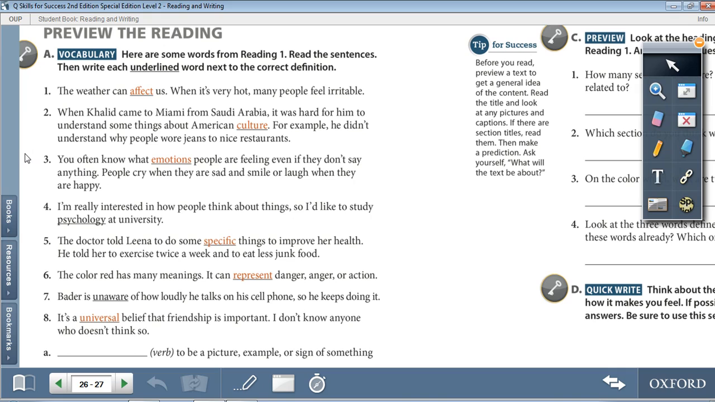irritable. 2. When Khalid came to Miami from Saudi Arabia, it was hard for him to understand some things about American culture. For example, he didn't understand why people wore jeans to nice restaurants. 3. You often know what emotions people are feeling even if they don't say anything. People cry when they are sad and smile or laugh when they are happy.